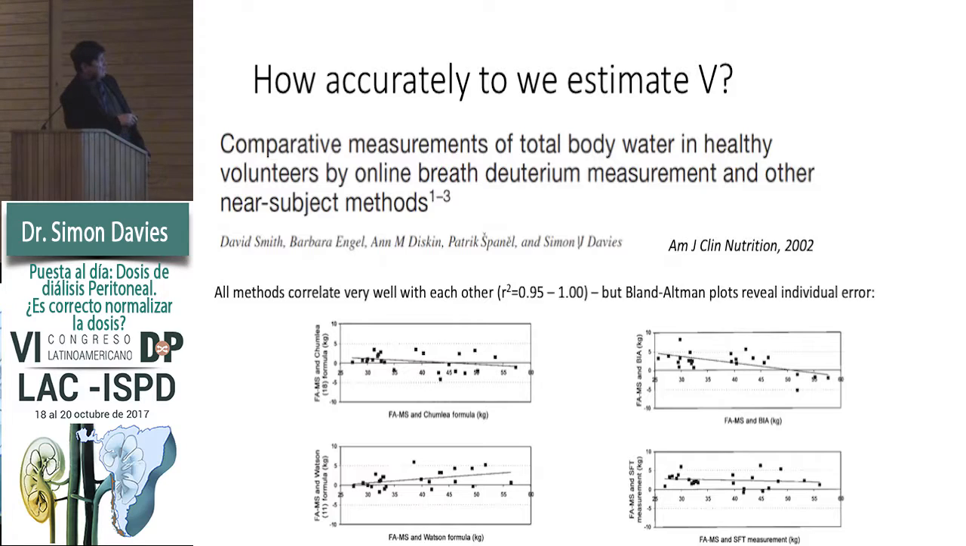And to do that, you need to do a Bland-Altman calculation or plot. And you can see here that there are dots either side of the line of plus or minus 5 liters using the Chumlea formula, and using the Watson formula, where there's also a systematic error. Using bioimpedance in this study, again, quite a lot of error, and also using skin fold thicknesses. So immediately I can tell you that all the measurements that we use at the bedside have got a systematic error associated with them when you come to measure the volume of distribution compared to the gold standard method.